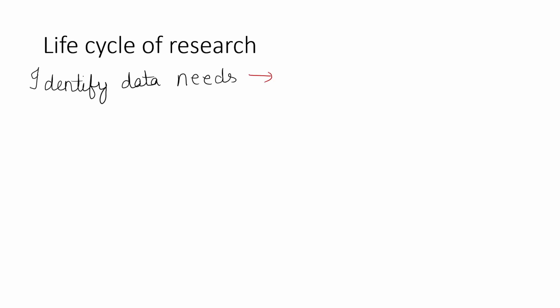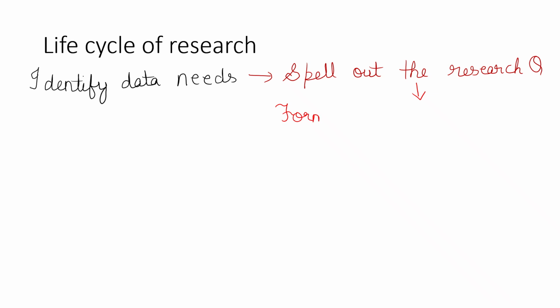And once you identify what you intend to do, then you need to spell out the research question. Extremely important. After spelling out the research question, the next step is formulating the study objectives. Formulate study objectives. This sequence you need to memorize thoroughly because this is extremely important and asked in MCQs in your BCME course exam.